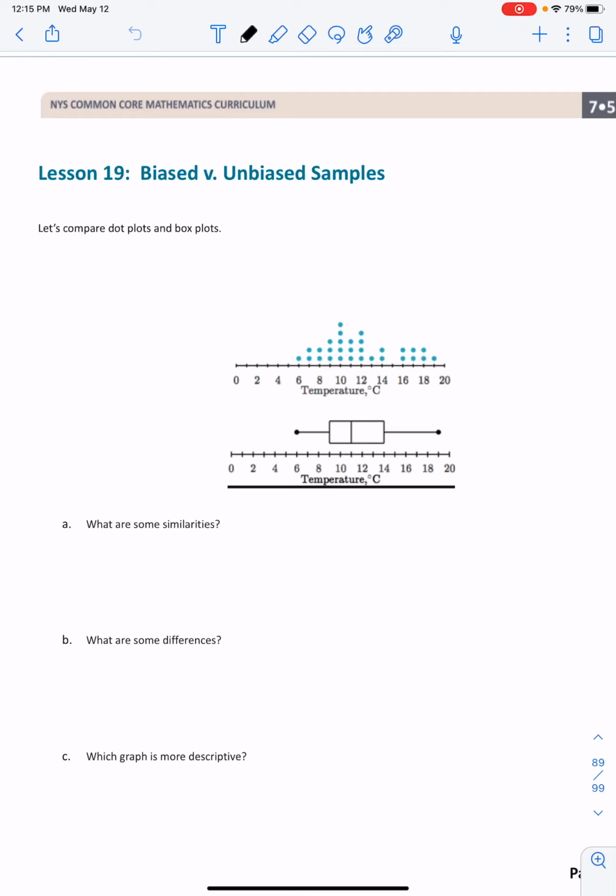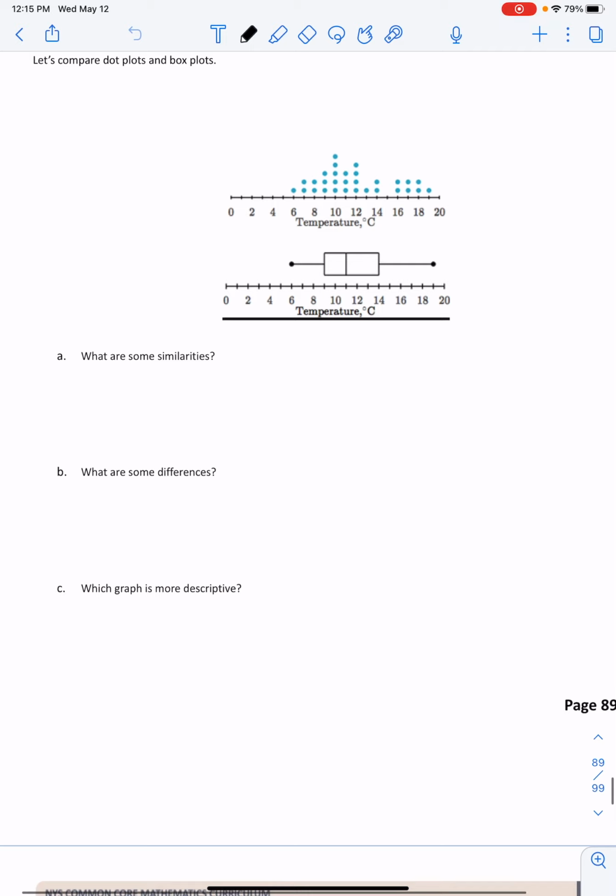Okay, this is lesson 19, biased versus unbiased samples. Let's compare dot plots and box plots. As we look at the two of these, here are the temperatures in a dot plot and a box plot. So A says, what are some similarities?